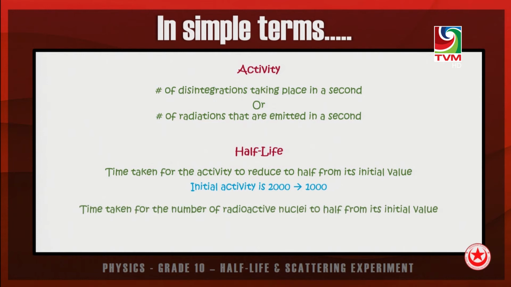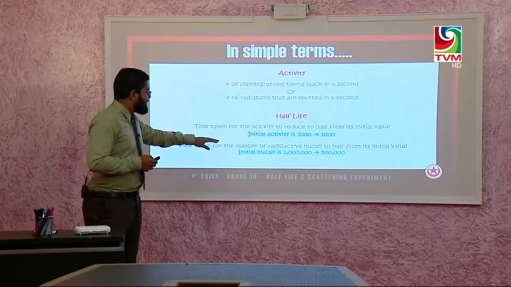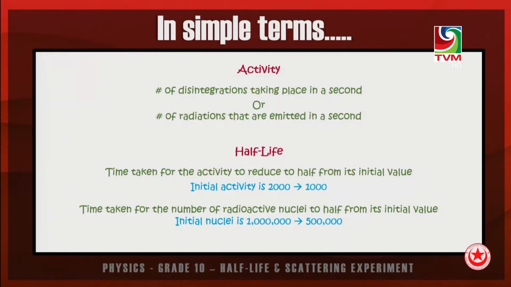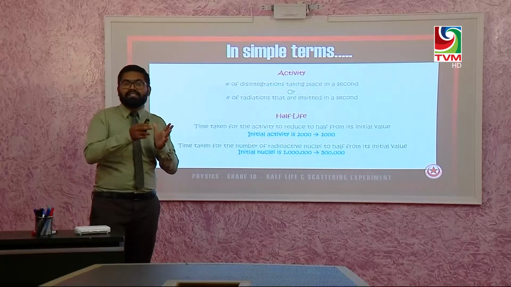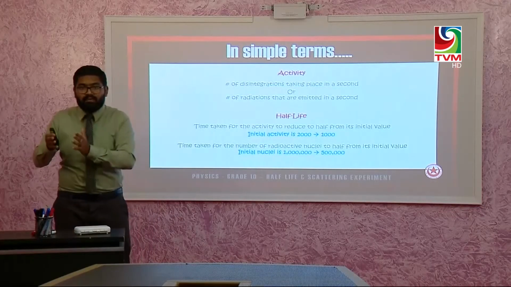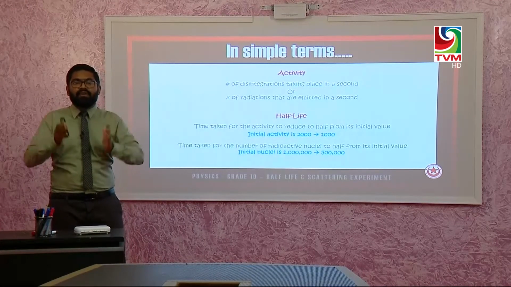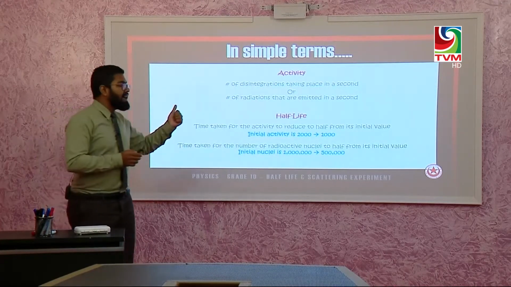In other terms, it is the time taken for the number of radioactive nuclei to halve from its initial value. Let us say, for example, that initially we have 1 million radioactive nuclei. The time taken for 1 million radioactive nuclei to reduce to 500,000, the time period between those, is called the half-life.